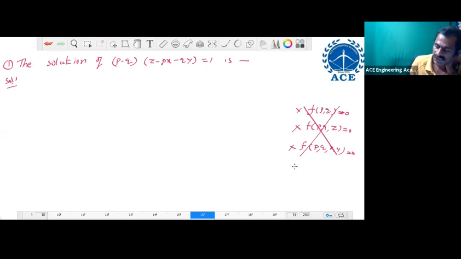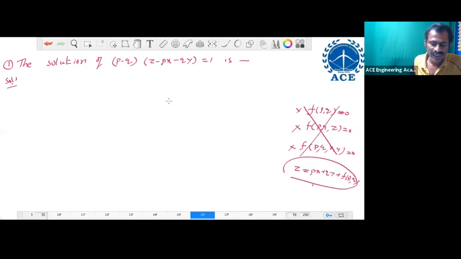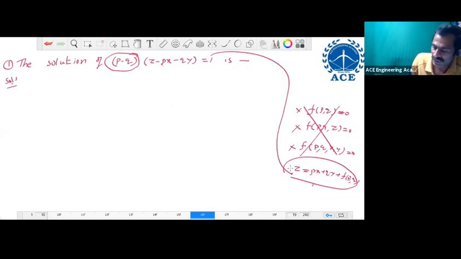Next, we check whether this is in the form of z equal to px plus qy plus f of p comma q only. If it is in this form, within one step we can have the solution just by replacing p by a, q by b only. And also this is called Clairaut's equation. If we shift this p minus q to the other side, we get only a function of p and q. Again, if we shift the px and qy to the other side, then we get z equal to px plus qy plus a function of p and q only. So directly it is in the form of this type, and we write the solution just by replacing p by a, q by b only.